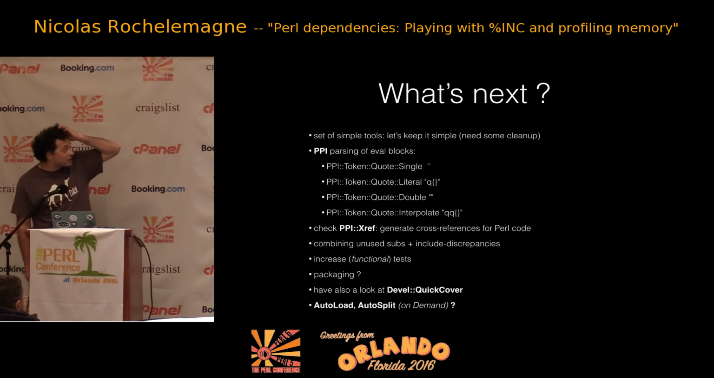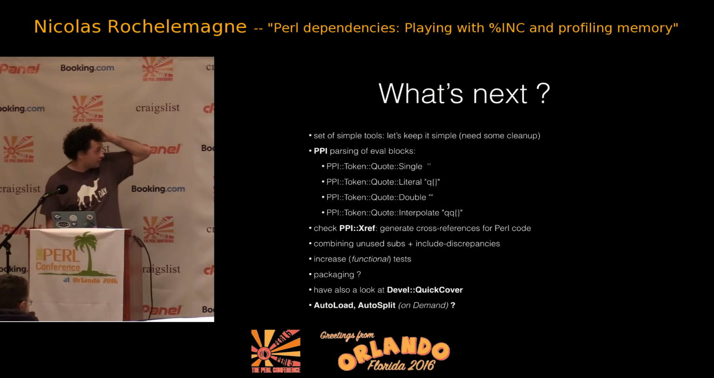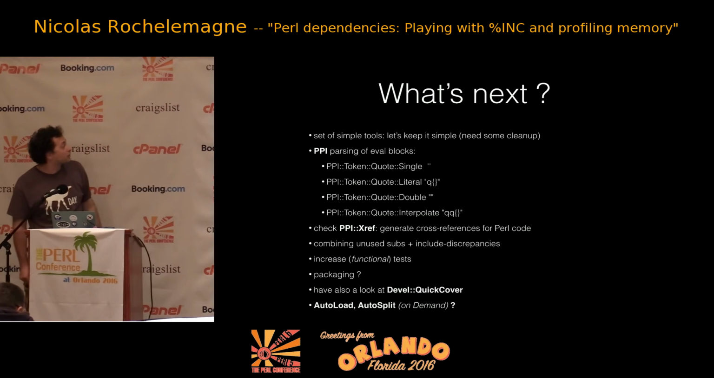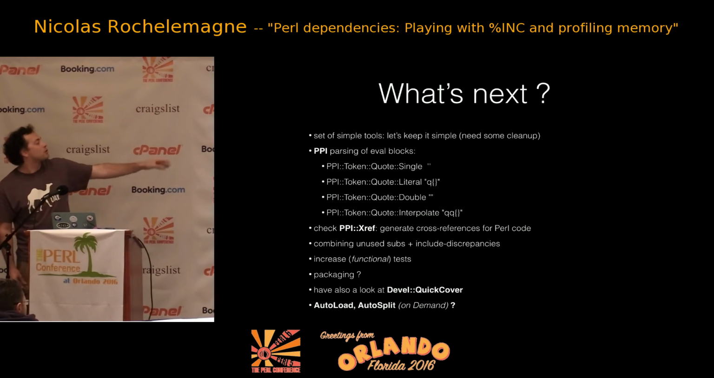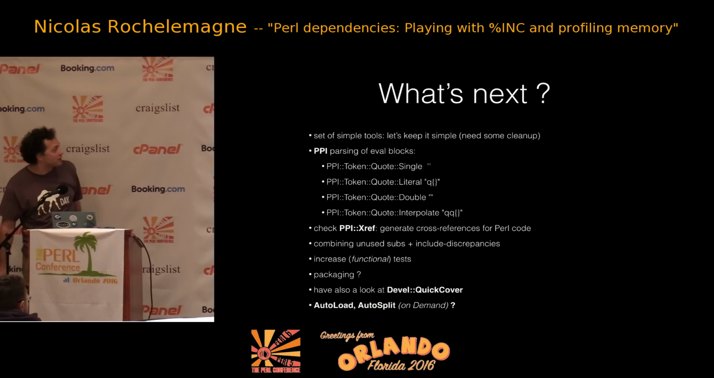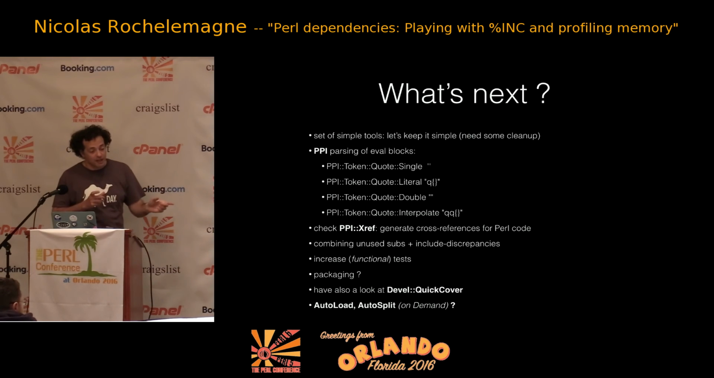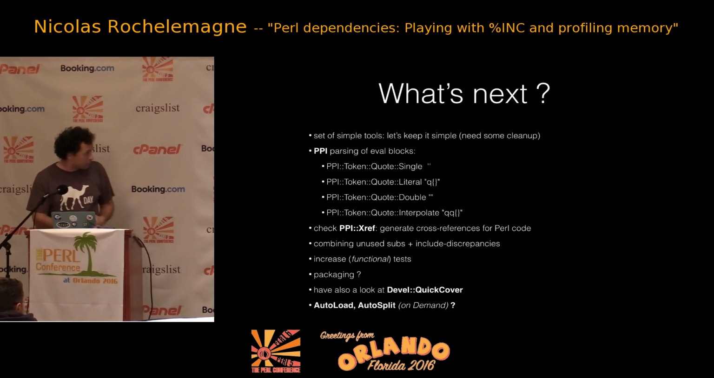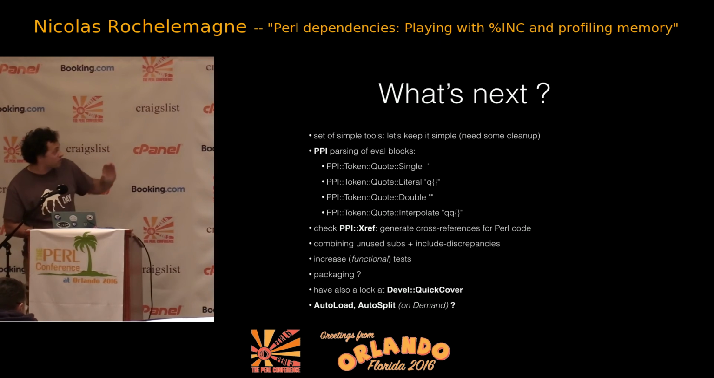It might be worth also checking PPI xref. That was advice from Sawyer. PPI xref will generate for you the cross-reference in your code base. Combining unused function and include discrepancy together might also be a good thing. I need to increase the functional tests of this. Maybe packaging this, I'm not so sure. So far, it only lives on GitHub.